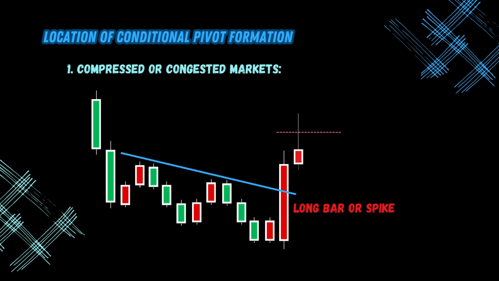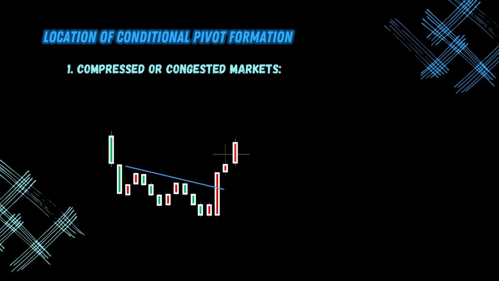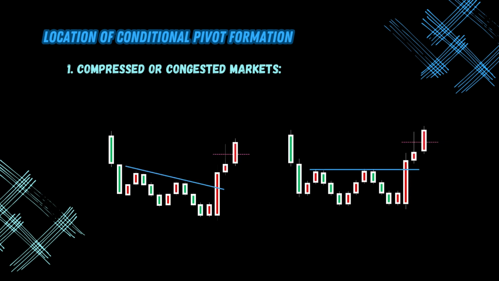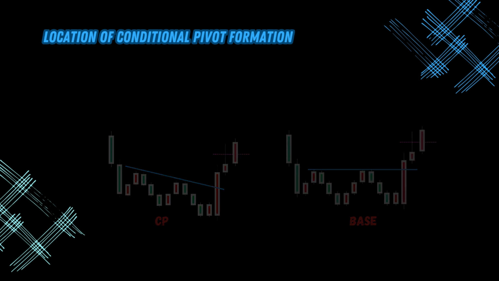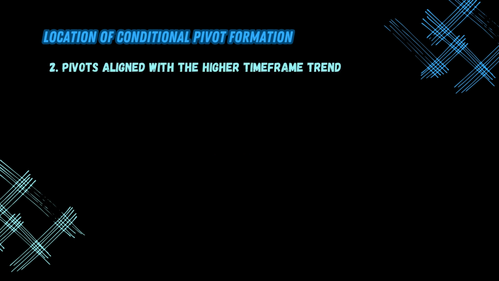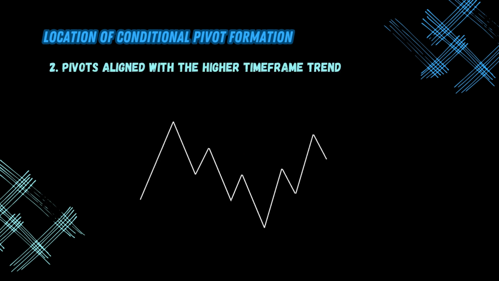Price easily passes through the hidden long shadow zones of these pivots. These pivots are essentially pullback pivots that form after levels are broken and are not suitable for trading. This congestion, as shown in the image, can appear as either a base or a CP. 2. Pivots aligned with the higher time frame trend. Pivots that are aligned with the movement of the higher time frame are more reliable. Pivots that oppose the market trend are not suitable for trading.